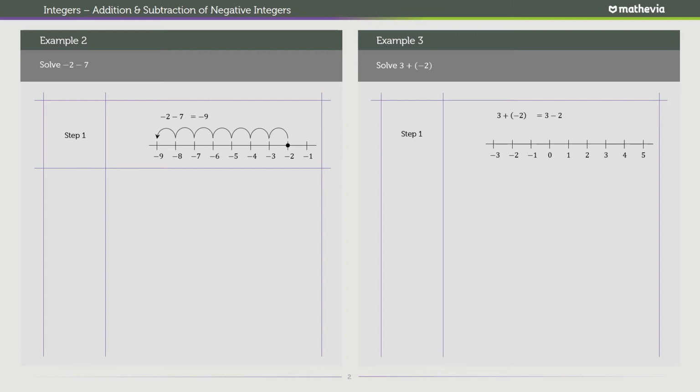Okay, and now we're just going to pinpoint 3 minus 2. We're going to move 2 times to the left, 1, 2, and we have our simple answer. 3 minus 2 equals 1. Simple. Okay, I think I have a few more examples.